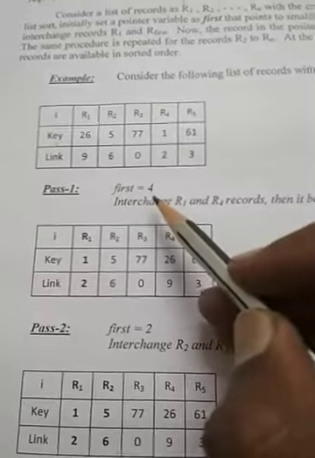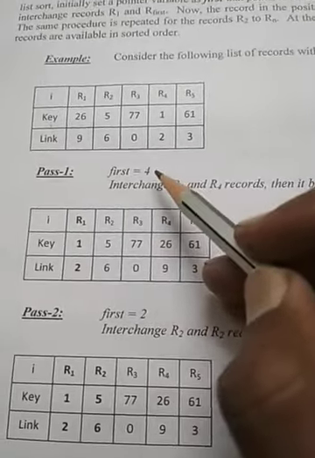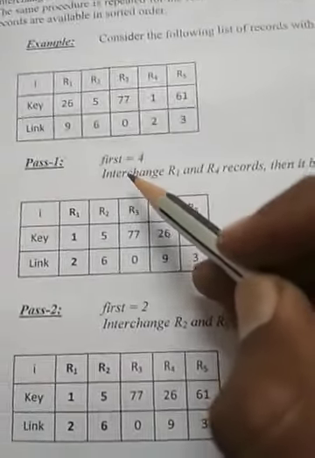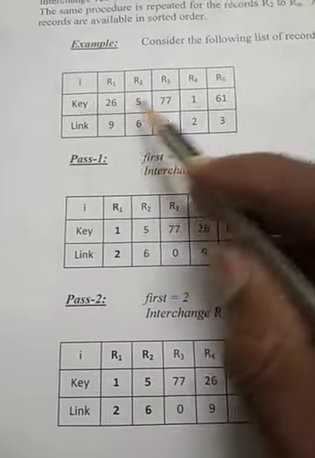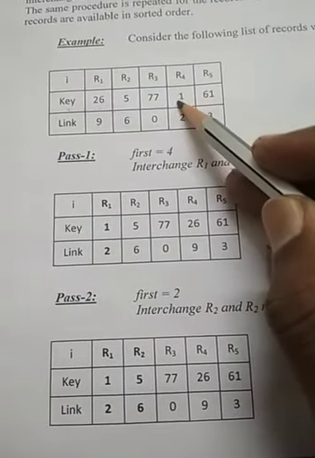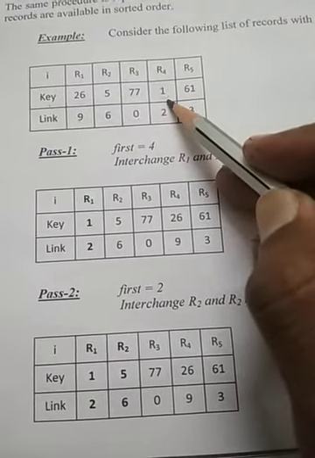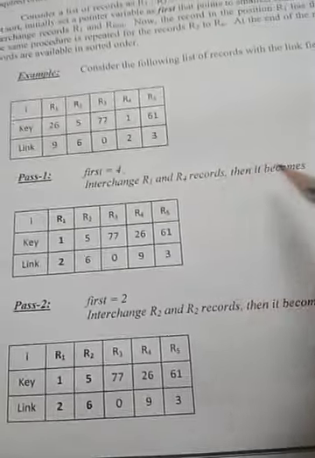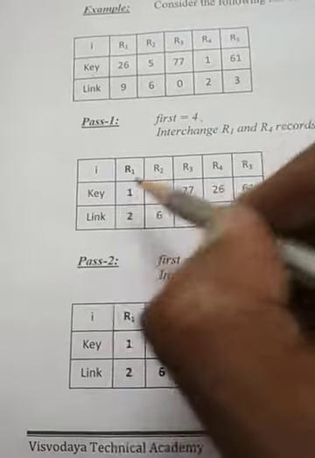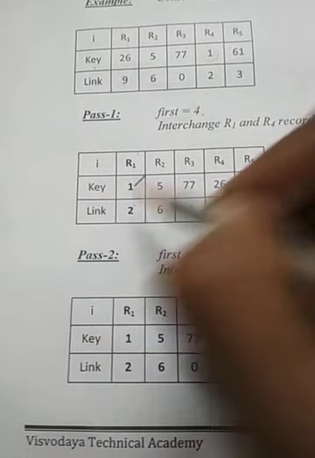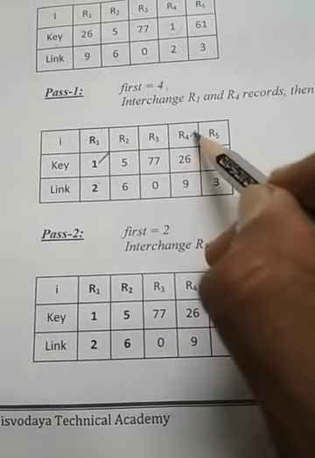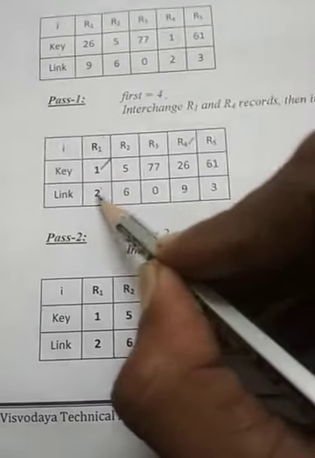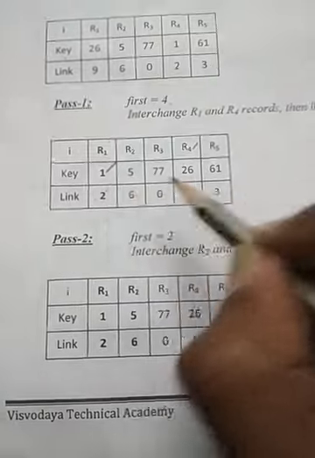First is the variable that we are using to point to the location where the least data item of the list is available. Here in pass one, we scan the entire list and find the least key is present at 4th position. So first is equal to 4. Interchange R1 and R4 records, then the value 1 is placed at its proper location. Then R4 has the value that was previously available at the R1 location along with the link fields.